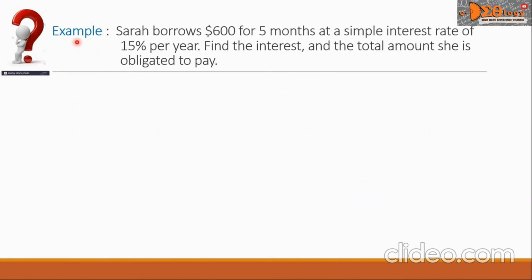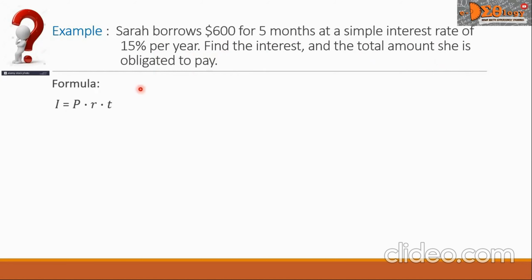Let us have this example. Sarah borrows $600 for 5 months at a simple interest rate of 15% per year. Find the interest and the total amount she is obligated to pay.